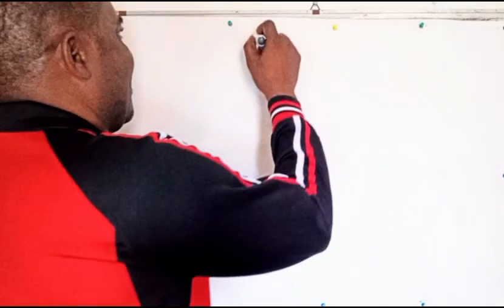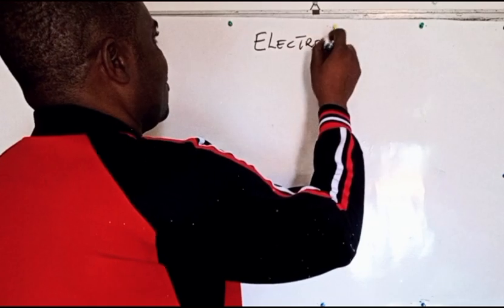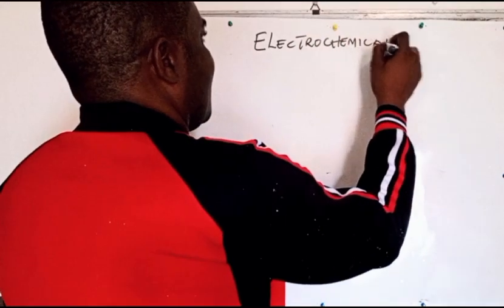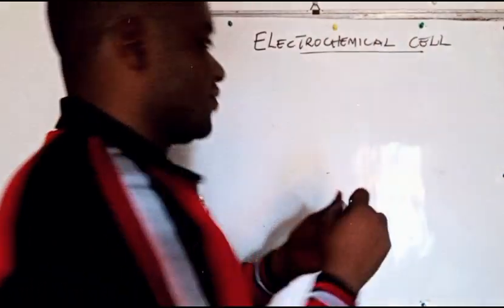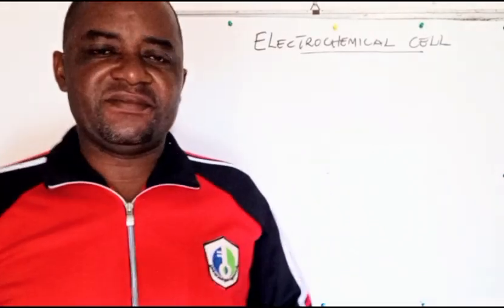Today we are going to be talking about electrolysis, an aspect of it that is called the electrochemical cell. That is what we are going to be looking at today. Electrochemical cell, an aspect of electrochemistry.